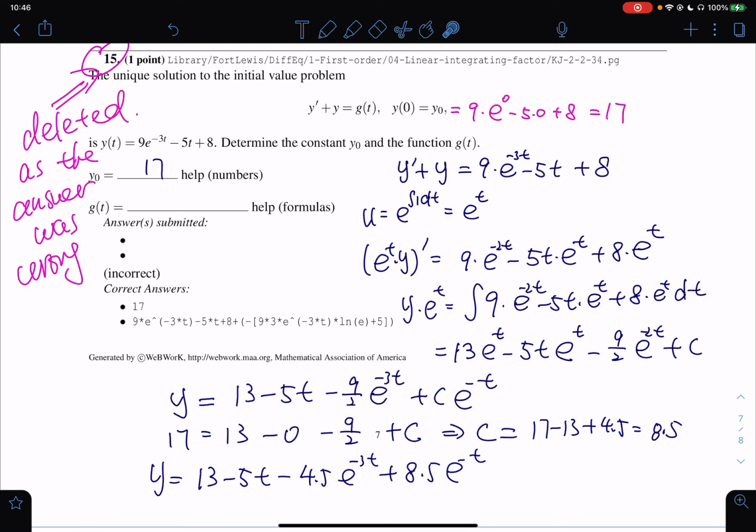The last problem, I wrote down the conceptual process to solve it, but because the final answer in the system is wrong, I simply deleted this problem. It was not easy to fix the solution, so I deleted it. I hope you actually look through the process and understand how to conceptually solve it. It's essentially still a first order linear ordinary differential equation. We're going to solve it with the integrating factor method.